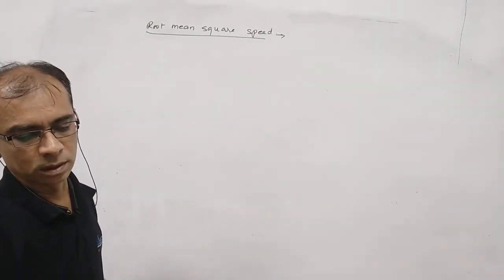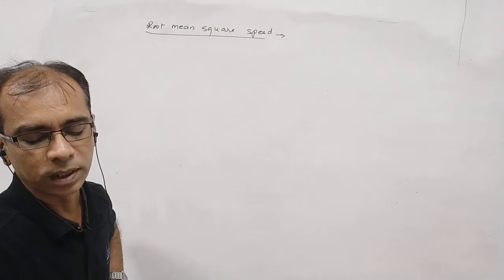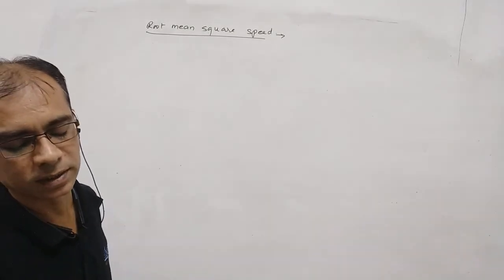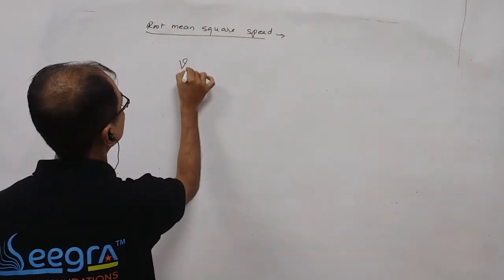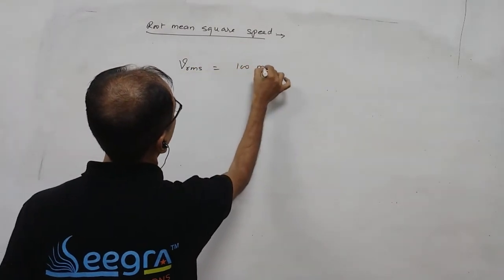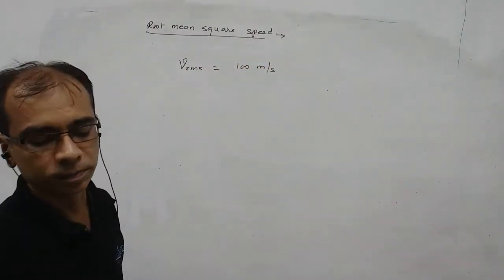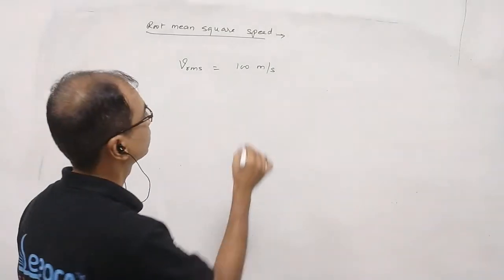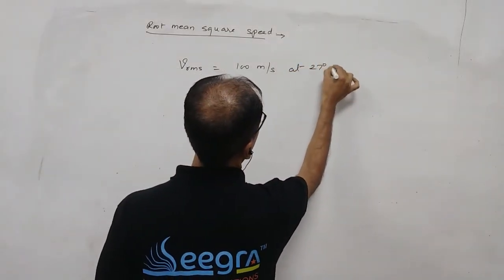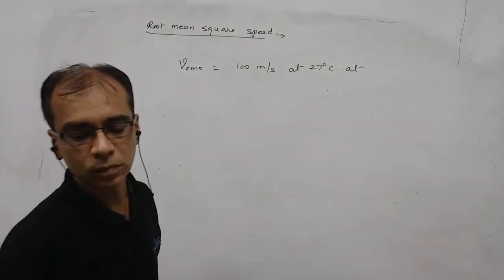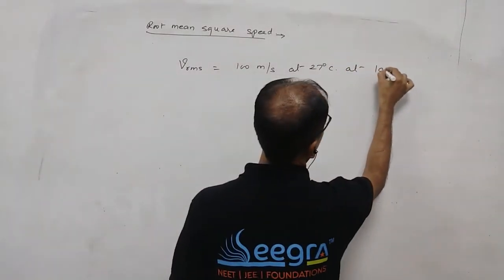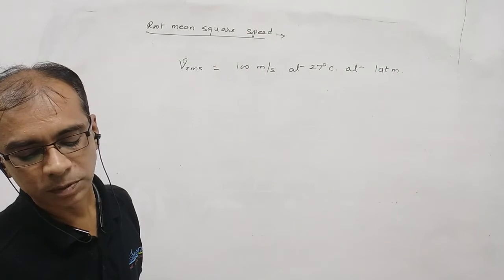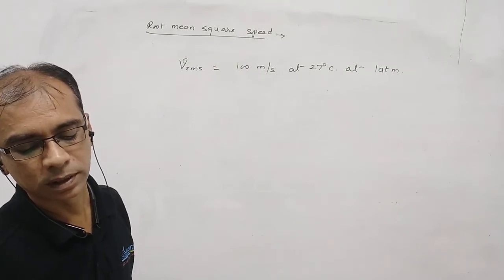Just see them. Suppose a question is given: the molecules of a given mass of a gas have RMS speed of 100 meter per second at 27 degrees centigrade at 1 atmospheric pressure. Then what will be the RMS speed of the molecules of the gas at 127 degrees centigrade at 2 atmospheric pressure?